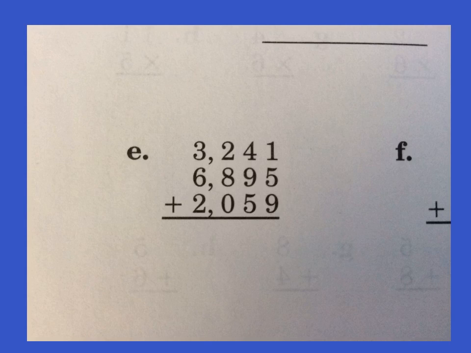E. 1 plus 5 is 6. Plus 9 is 15. So we put our 5 here, carry a 1. 1 plus 4 is 5. Plus 9 is 14. Plus 5 more is 19. 1 plus 2 is 3, plus 8 would be 11. So we put a 1 and carry a 1. 1 plus 3 is 4, plus 6 more would be 10, plus 2 more would be 12.